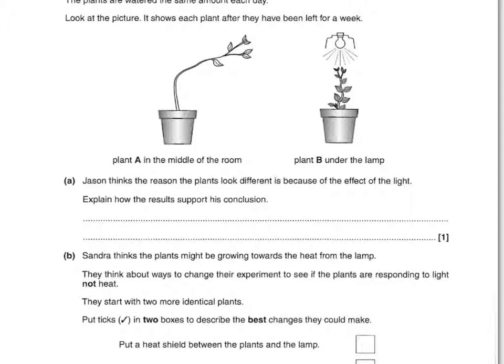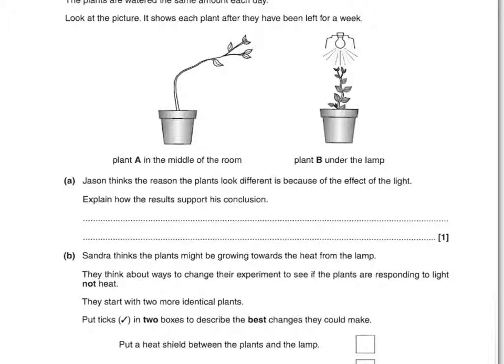Jason thinks the plants look different because of the effect of the light. Explain how the results support his conclusion. So basically, if you said that plant A grew towards the lamp, then that'll get you that mark. Or you could say that plant B, the one under the light, grew more.